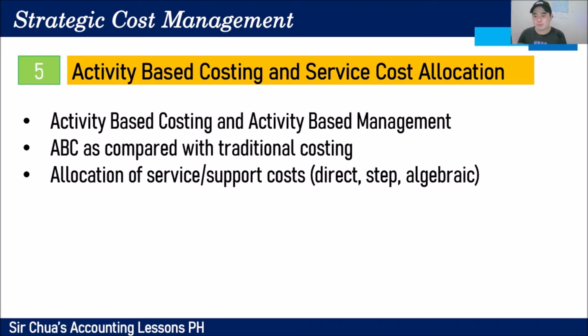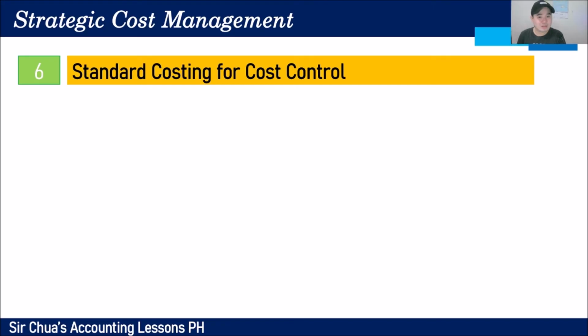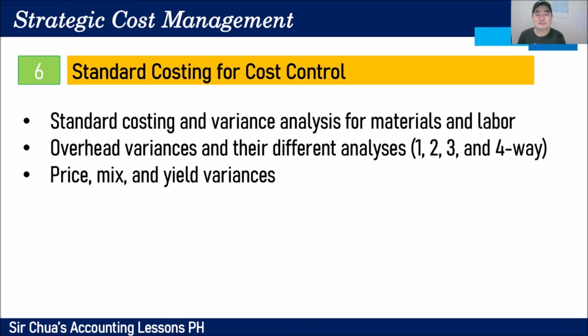And then we'll also be going back to the allocation of service costs through direct method, step method, and algebraic or reciprocal method. And then we will also be talking about standard costing and variance analysis for cost control. As you can see, the title of the topic is you will be using standard costing for cost control. In your cost accounting class, you already know how to compute the variances, and you have also been introduced on how to interpret those favorable and unfavorable variances.